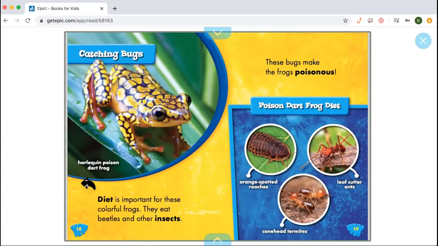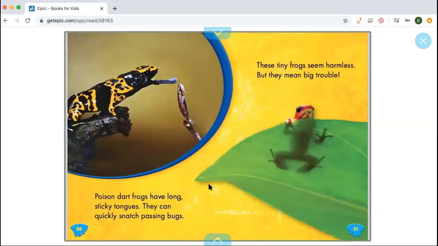So it says a harlequin poison dart frog. These bugs make the frogs poisonous. So poison dart frogs can eat orange spotted roaches, leafcutter ants, and conehead termites. Poison dart frogs have long, sticky tongues. They can quickly snatch passing bugs.